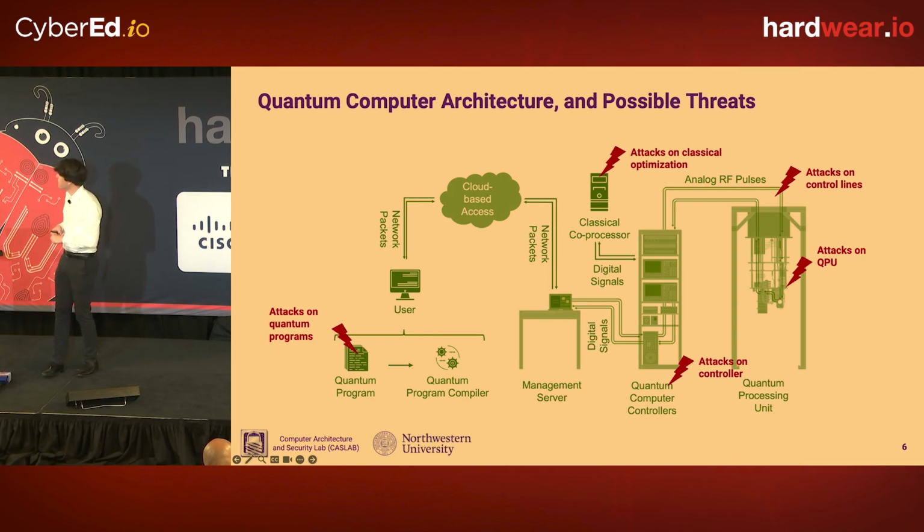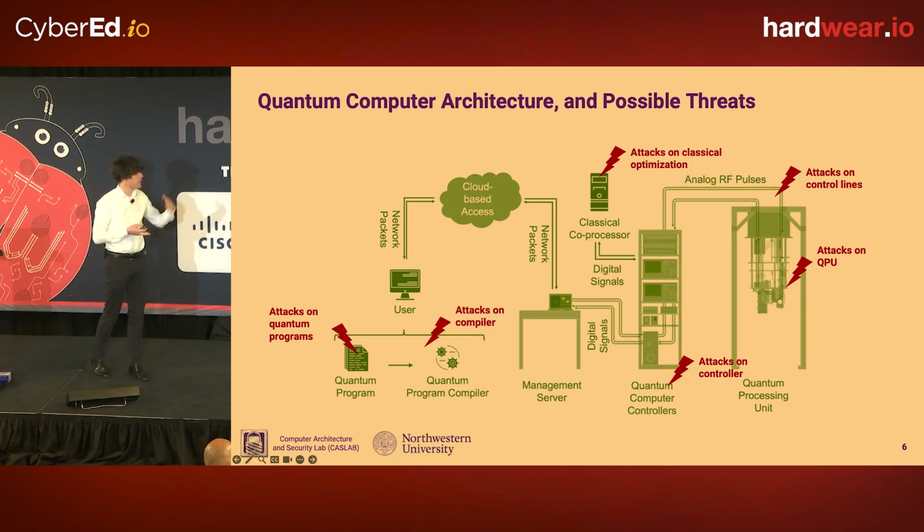And I assume that the middle part of the cloud is already secure, but then you have the end users, where, of course, the quantum programs could be malicious. When I talk about the crosstalk, we'll touch upon the quantum programs being malicious and causing this crosstalk, but also things like compilers. What if the compiler steals some of your proprietary circuit as it's being compiled?